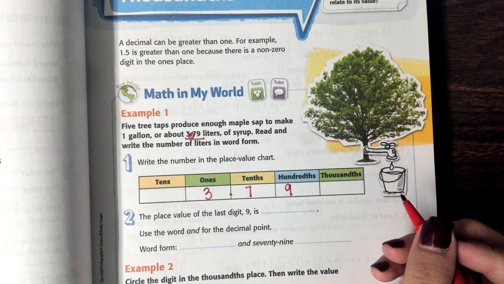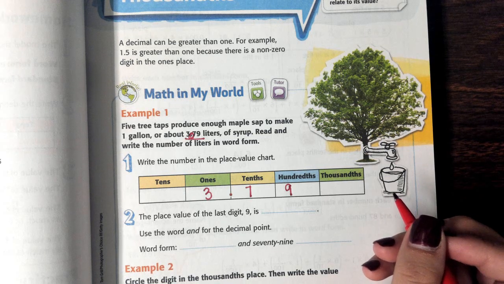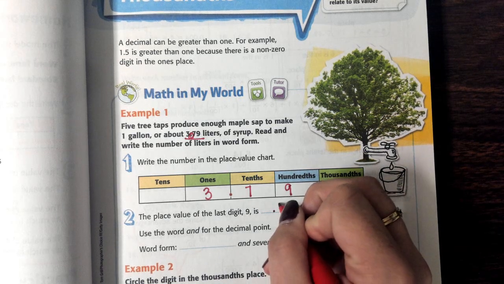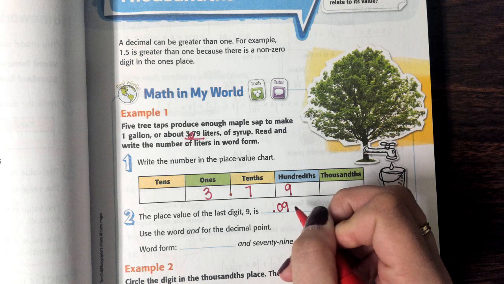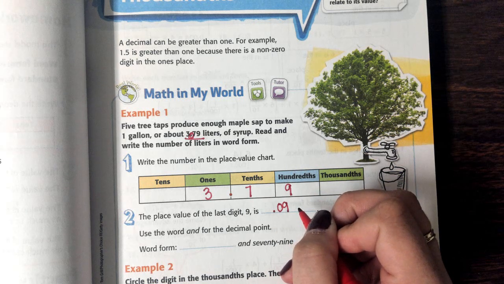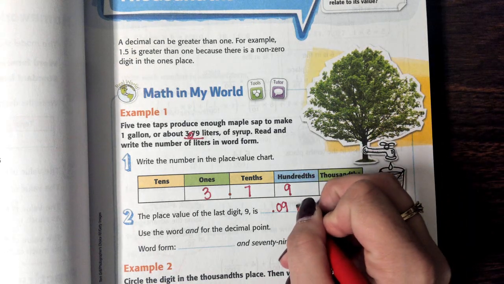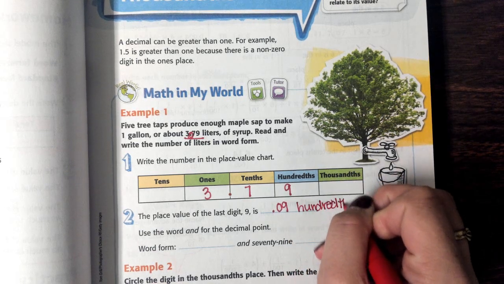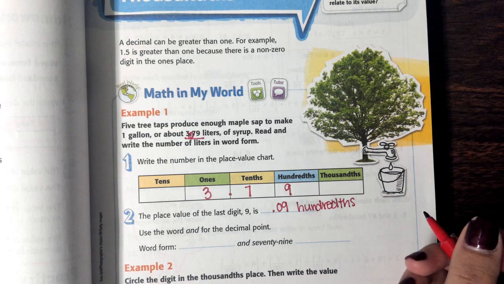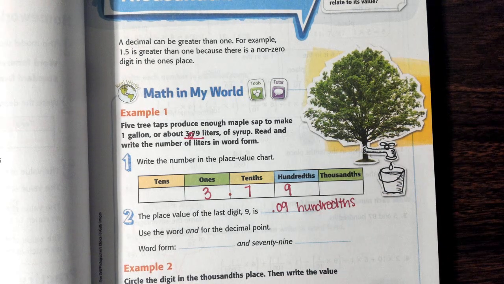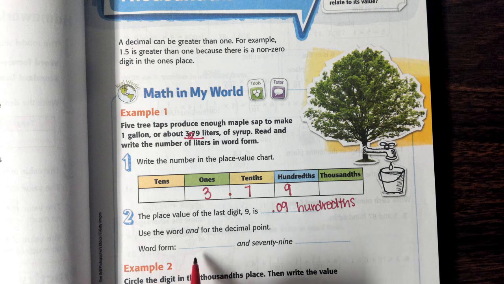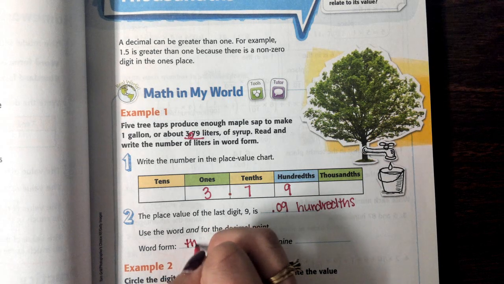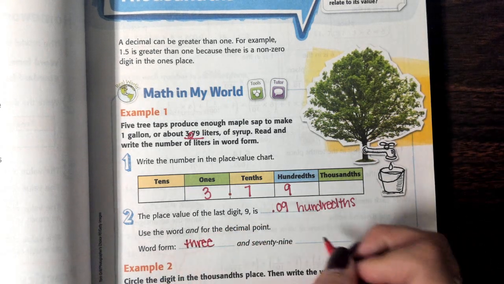Perfect. The place value of the last digit, 9, is 0.09, or the hundredths. So then we're going to write this in word form. So we've got blank and 79 blank. So we're going to have 3 and 79 hundredths.